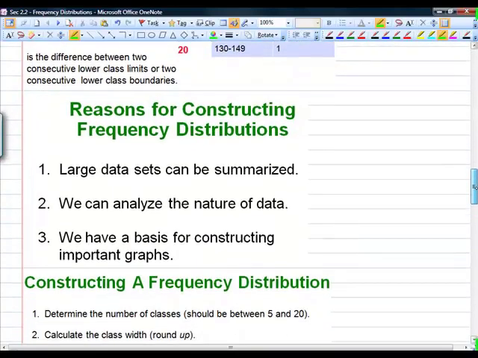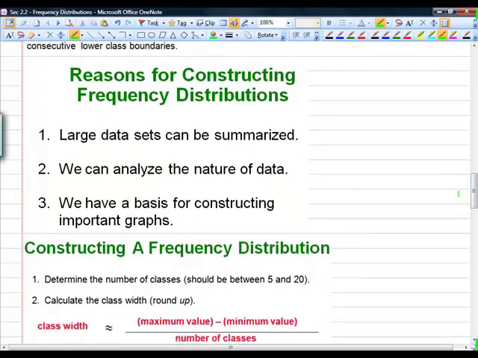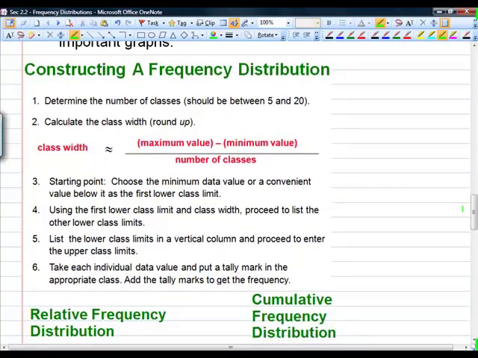The reasons for constructing frequency distributions. Large data sets can easily be summarized looking at a frequency distribution. We can analyze the nature of the data, and we also have the basis for constructing important graphs such as histograms. In order to construct a frequency distribution, the first thing you want to do is determine the number of classes that you want to have.